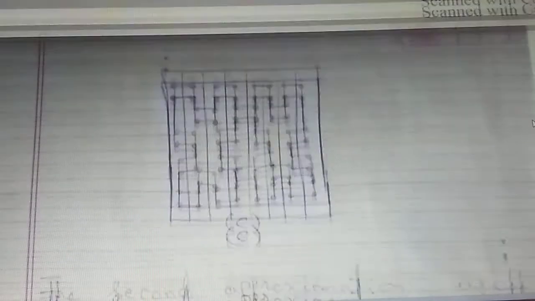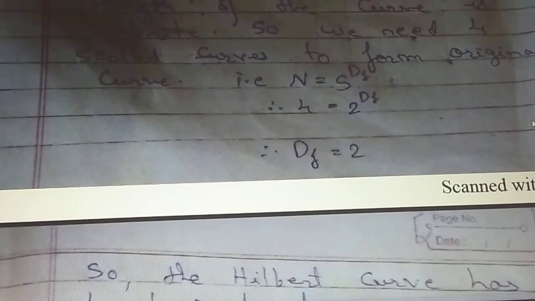Then the fractal dimension we found out to be 2. So here topological dimension 1, fractal dimension 2, and we can say that Hilbert's curve is a line, but it is folded in such a way that it looks like a 2D object. Okay, that's it. And next we'll see the triadic Koch curve.